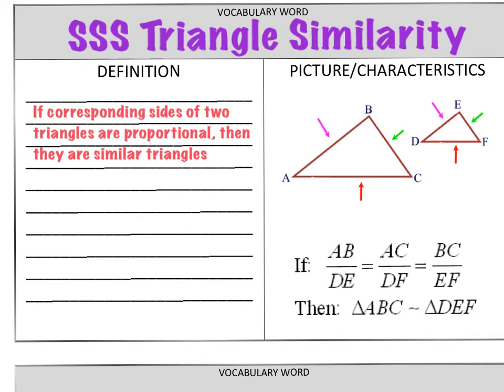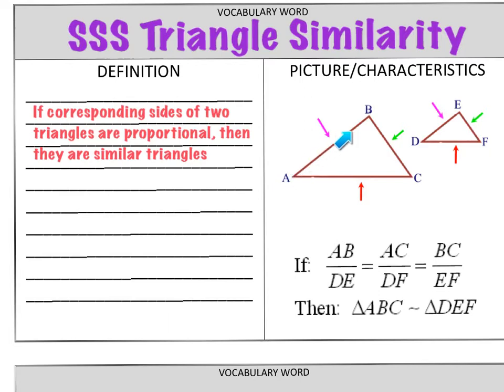Okay, next one. Now we're looking at side, side, side. So if you can show that all 3 sides are proportional to all 3 sides here, like this, then you have similar triangles. So if corresponding sides of 2 triangles are proportional, then they are similar triangles.